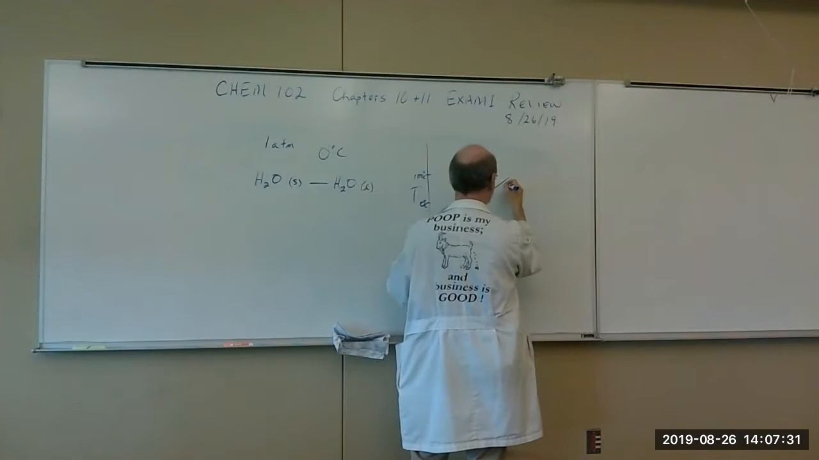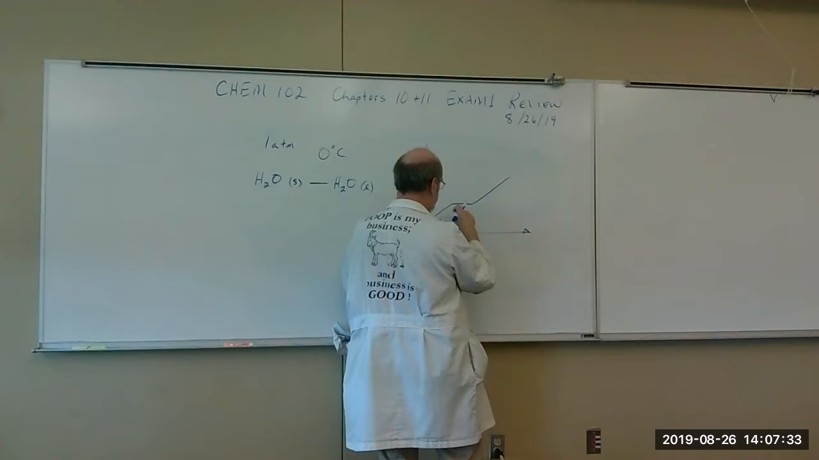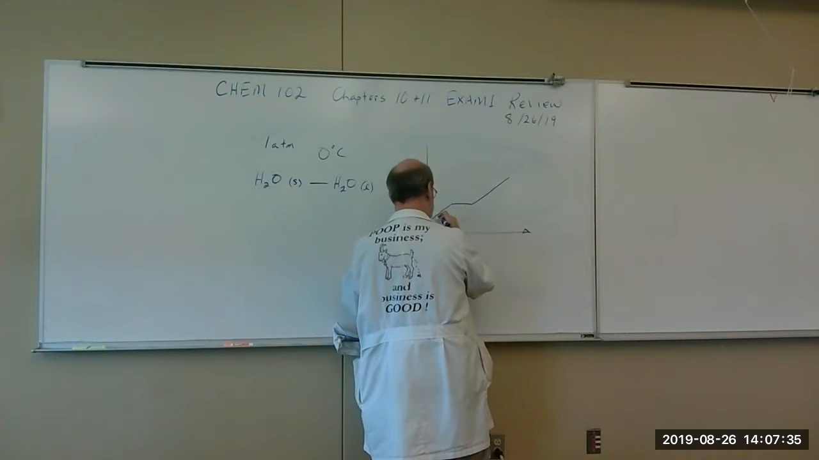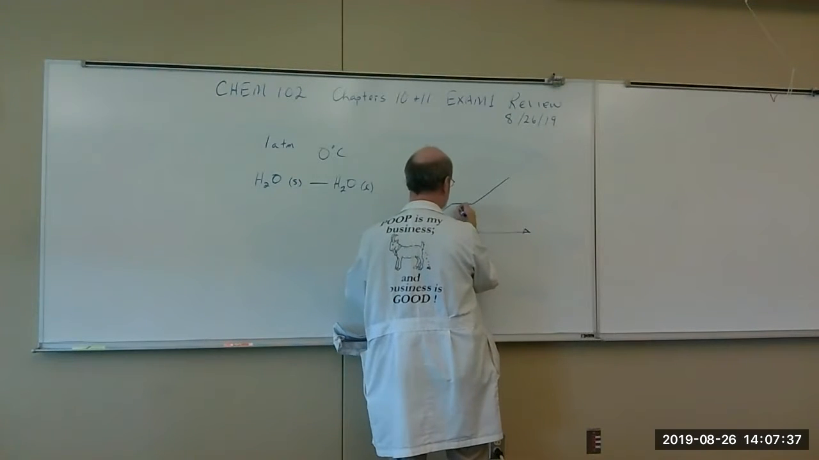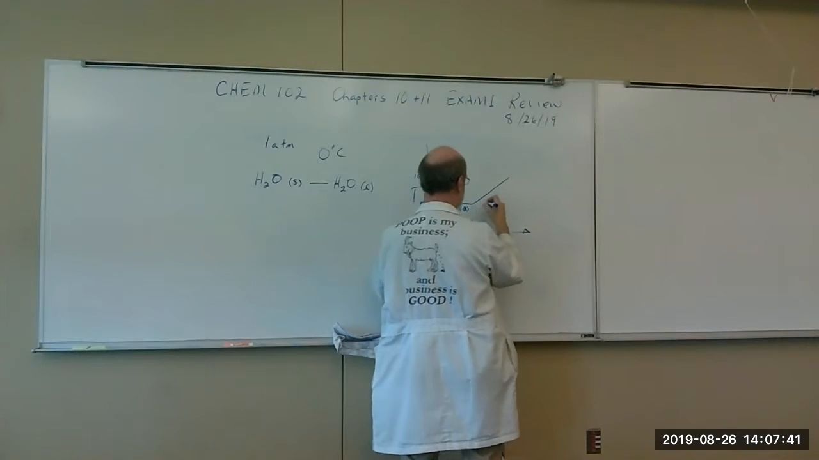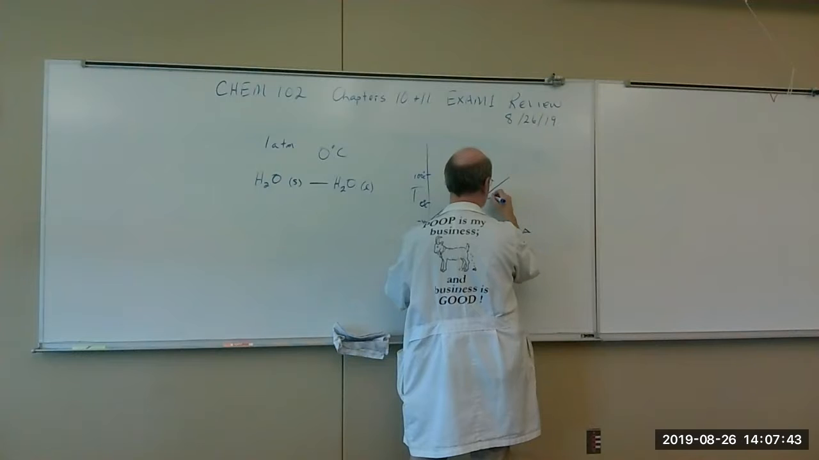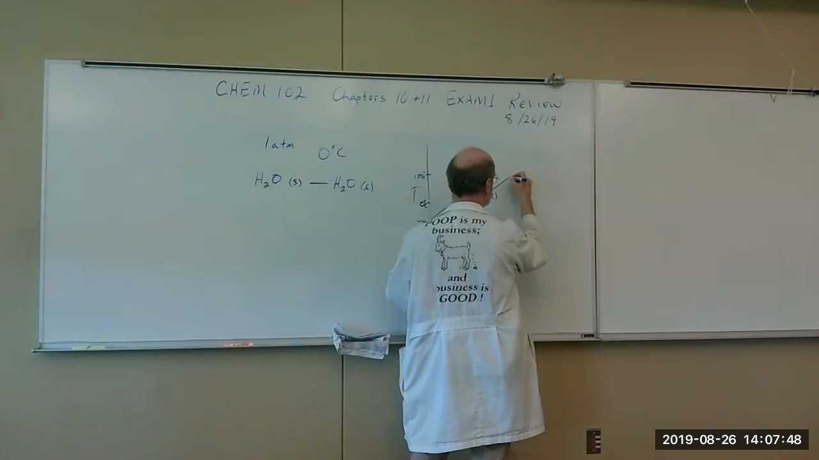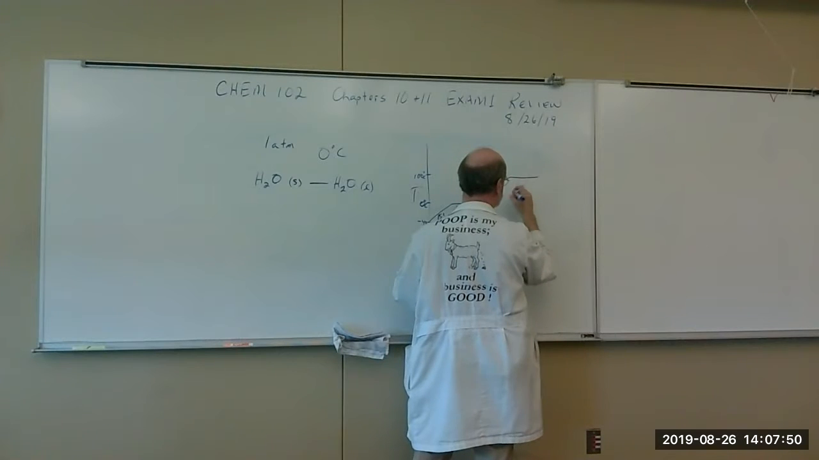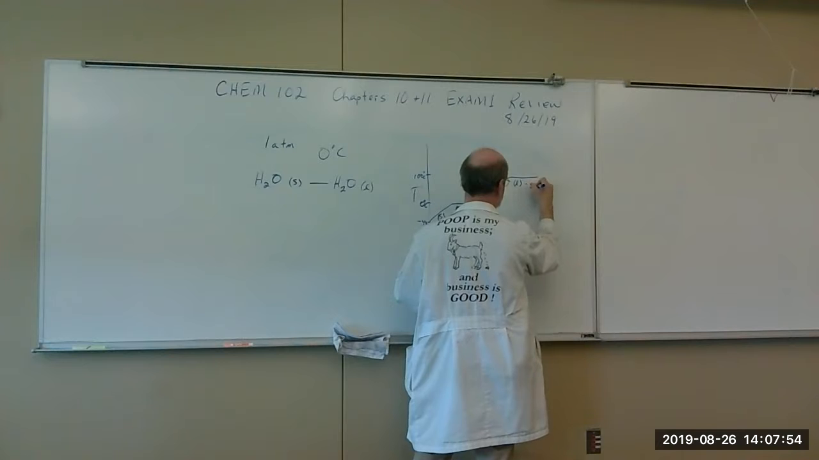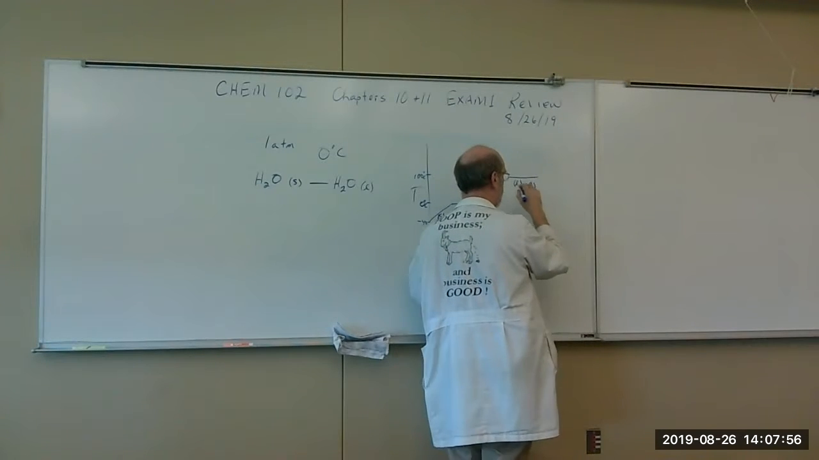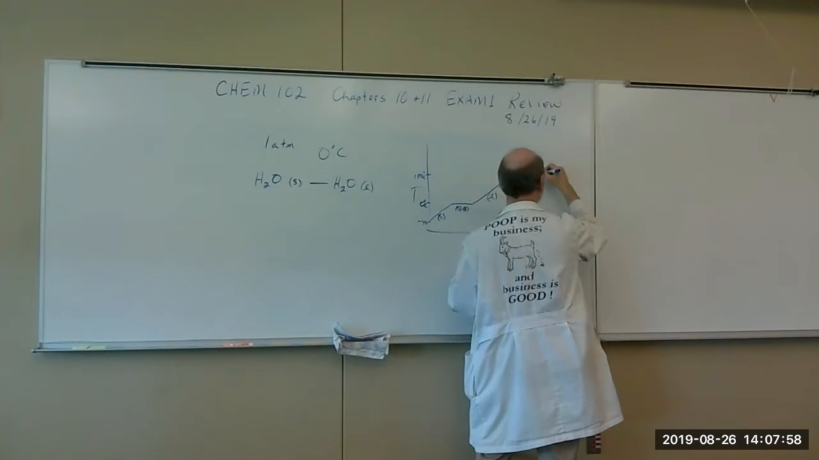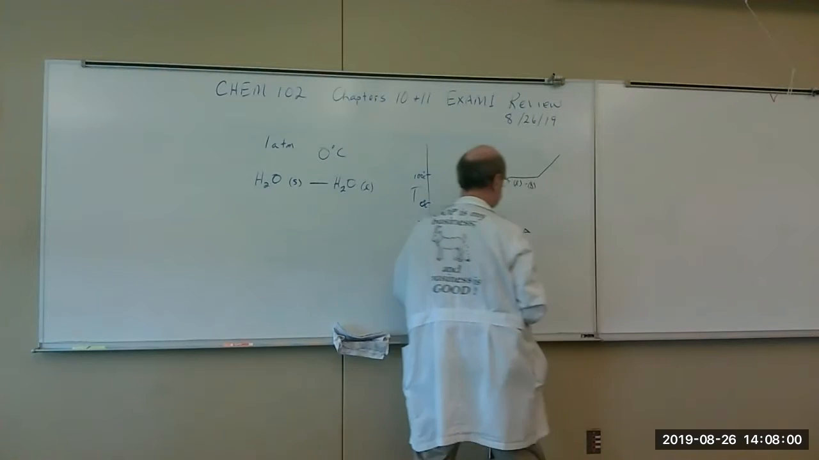So at this point, down here you have solid only. Here you have solid and liquid. And here you have liquid only, increasing in temperature from 0 to 100. Once you get to 100, the boiling point, it flattens out again. And you have liquid and gas, until all the liquid's gone, then the gas can be heated again.